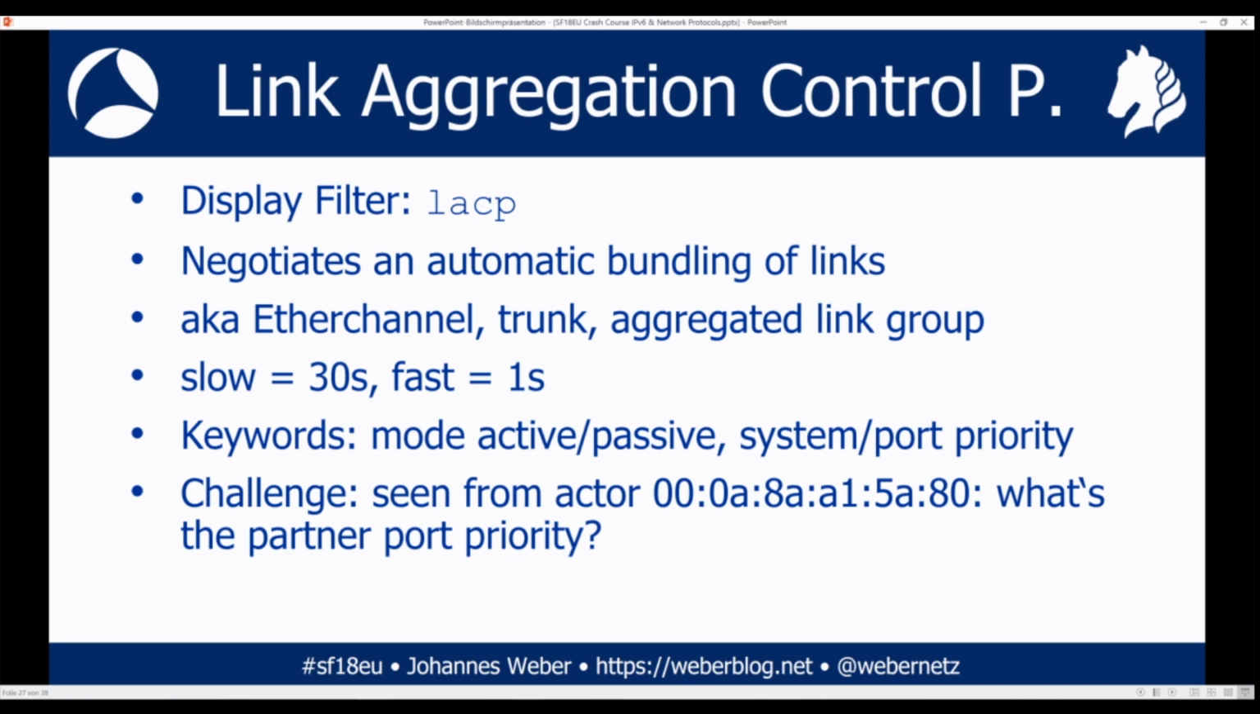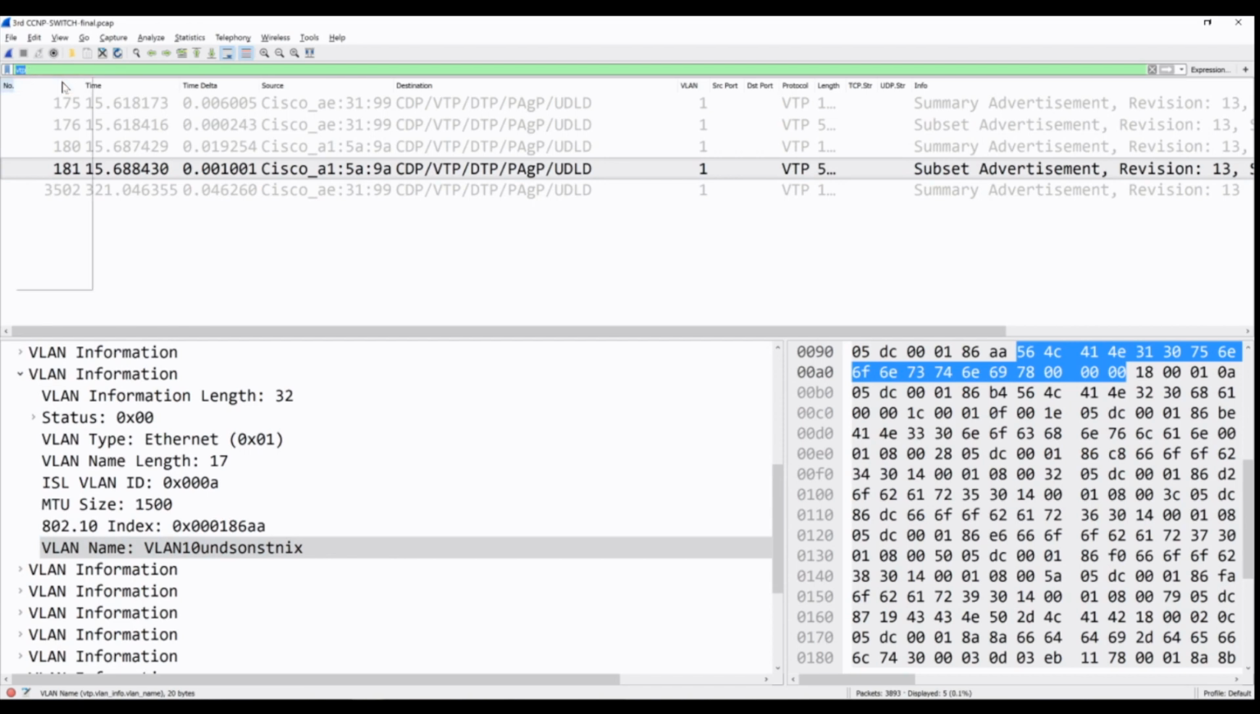So the challenge is: LACP as seen from the actor with this MAC address. What's the partner port priority? You will see, as I sniffed my packet capture between two switches, I have only two actors sending LACP messages. As seen from the actor with this MAC address, the last two values are 5A80. What's the partner port priority? Yes? 32768. This is correct. So in fact, it's the default.